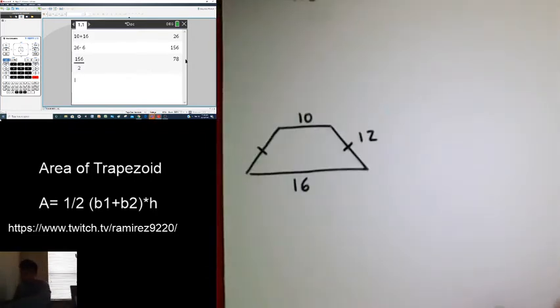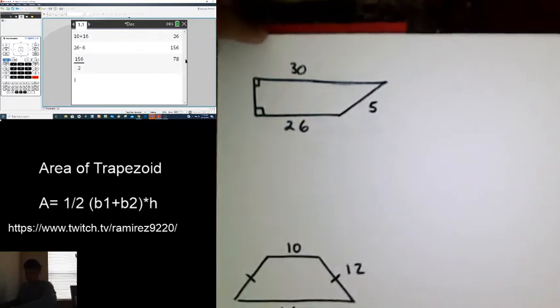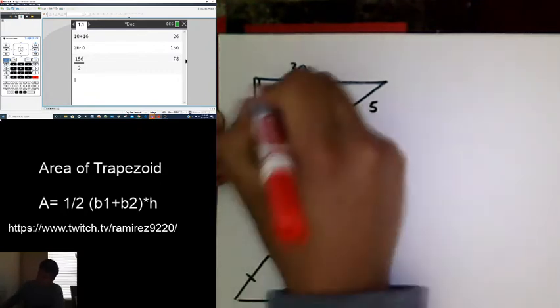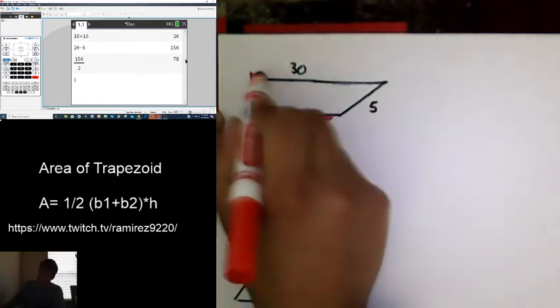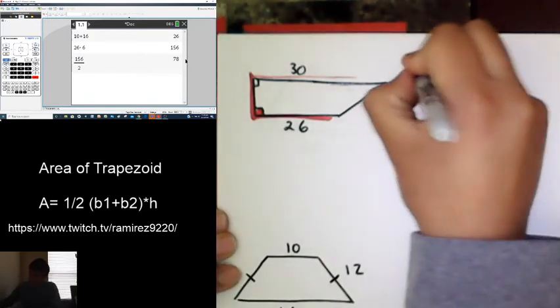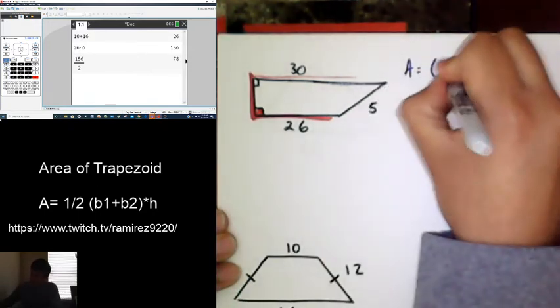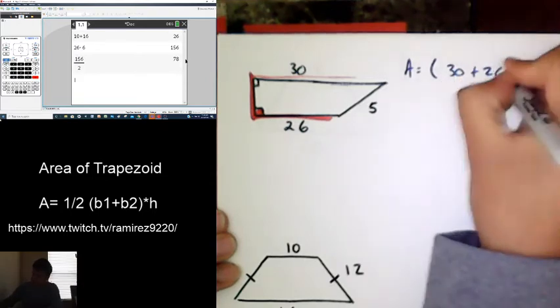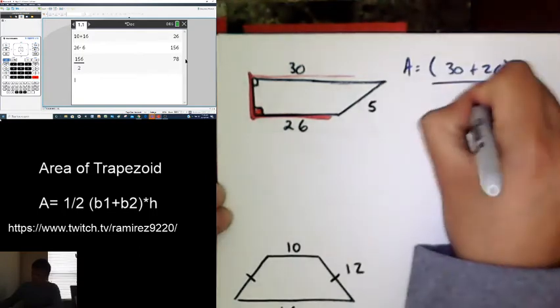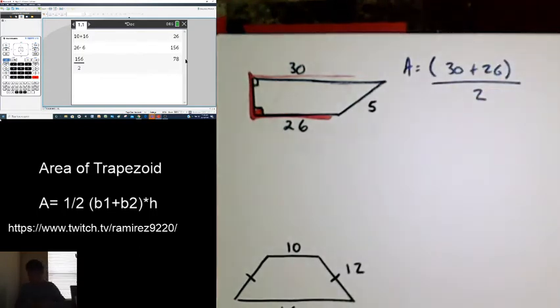Have some few other examples where still we're being asked to find the area. So for example here, again, we find the 90. So this is a base, this is a height, this is your other base. So we know it's going to be 30 plus 26 times your height, but right now we don't know it, and we're going to divide it by 2. So we have to find our height.